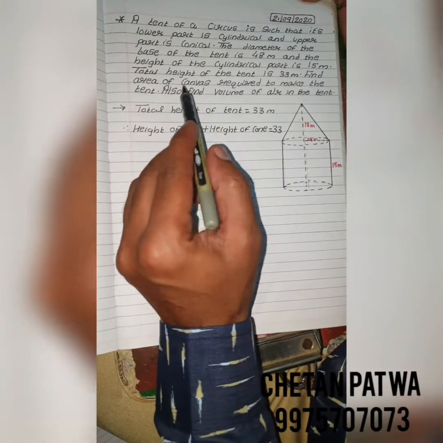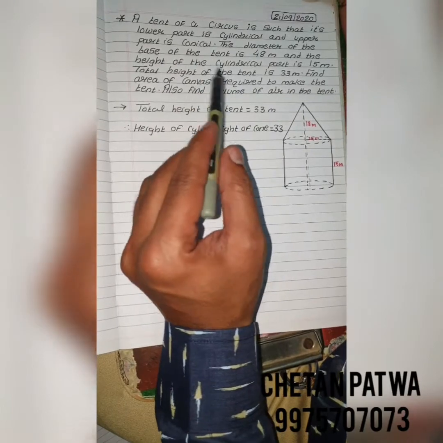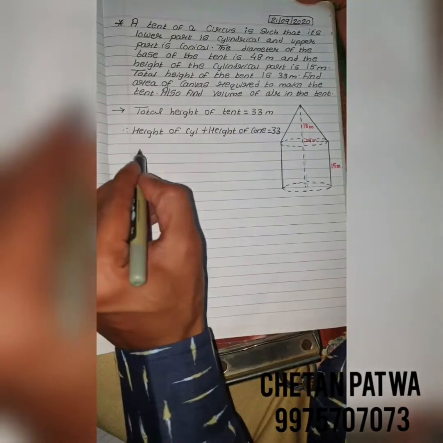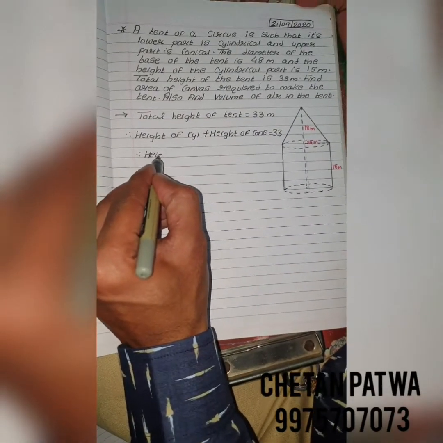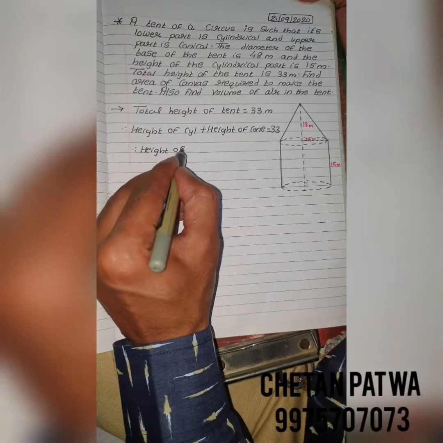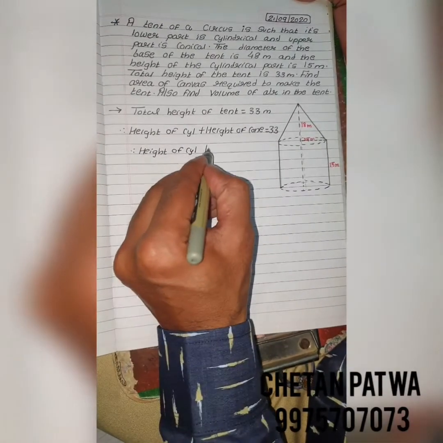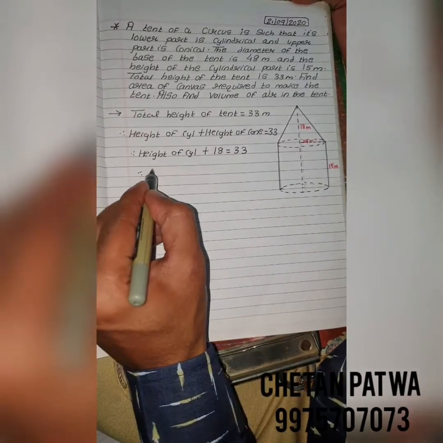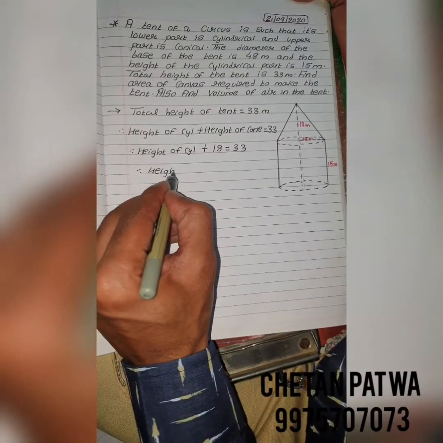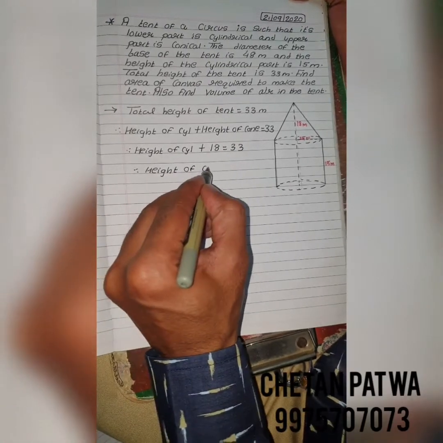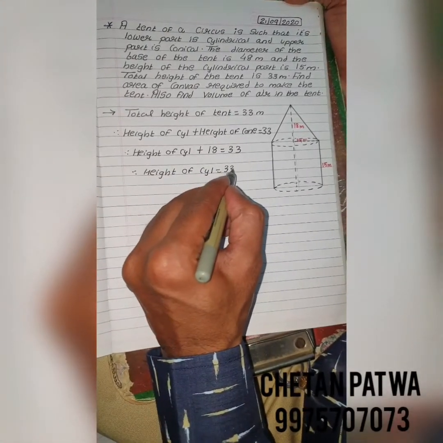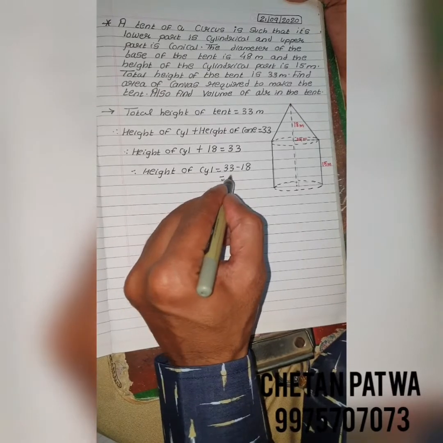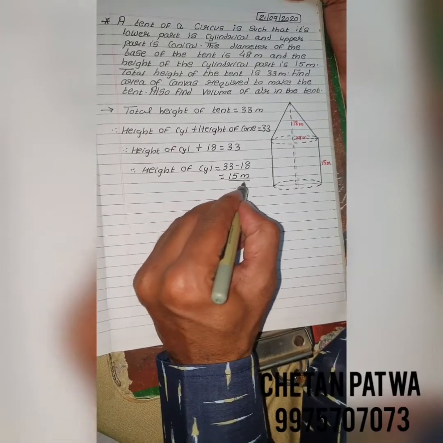Now, what have they given us? They have given us the height of the cone. It is 18 meters. Therefore, height of cylinder plus height of cone, that is 18, is equal to 33. Therefore, height of cylinder is equal to 33 minus 18, that is equal to 15 meters.